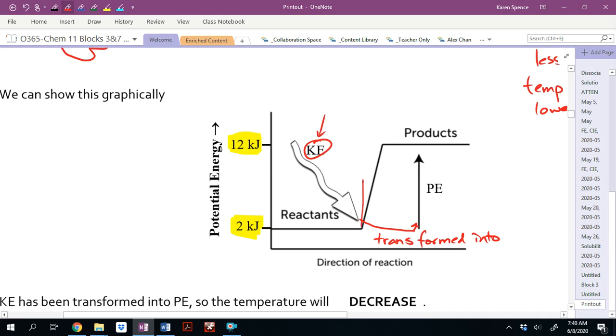So the potential energy goes up, but the kinetic energy, once we get here to this point right here, the kinetic energy is used up. Gosh, I can't draw this. Where is it now? It's now part of the potential energy. It's now stored in bonds rather than being motion. So the energy is now stored in bonds. It's not making the molecules move anymore.